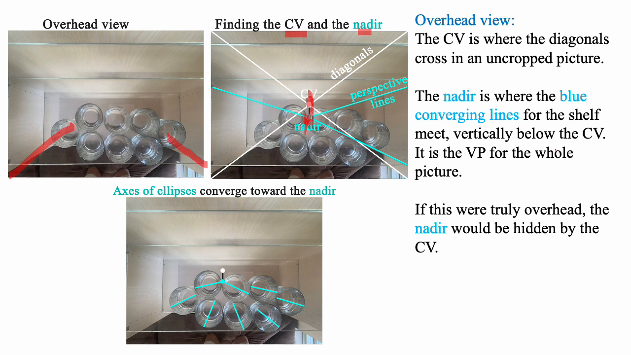Now that we found the center of vision and the nadir, we can see that this actually isn't quite an overhead view, because if it were, the nadir would have to be hidden behind the center of vision, so we wouldn't see it.